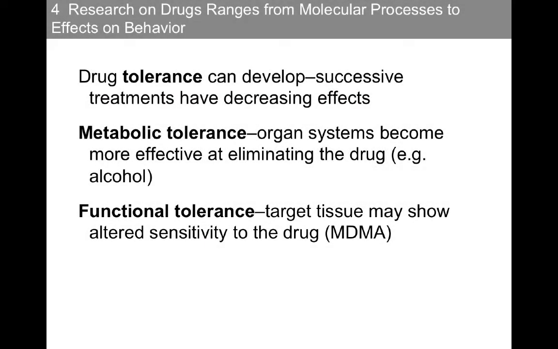Now, drug tolerance can develop. Successive treatments can end up having decreasing effects. We have metabolic tolerance when organ systems become more effective at eliminating the drug. We see this, for instance, with alcohol. Individuals who drink alcohol for the first time will have a stronger response than individuals who are regular drinkers, because regular drinkers have a certain level of circulating enzymes that are anticipating that the alcohol will need to be metabolized.